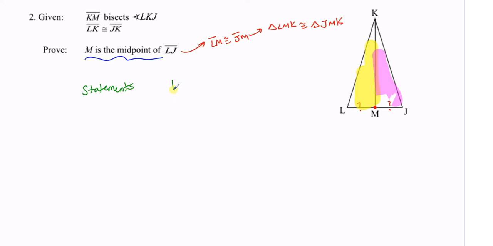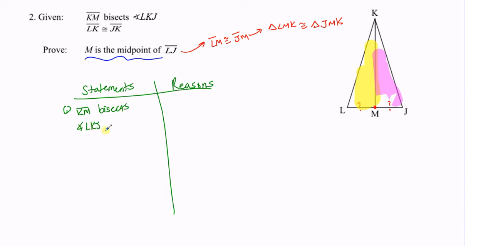We'll go ahead and draw in our T-chart. And I'll start with the given information. KM bisects angle LKJ, and so LK and JK are congruent, both given.